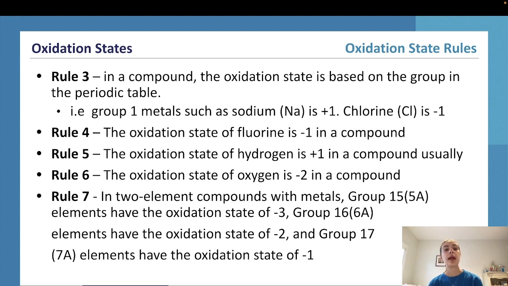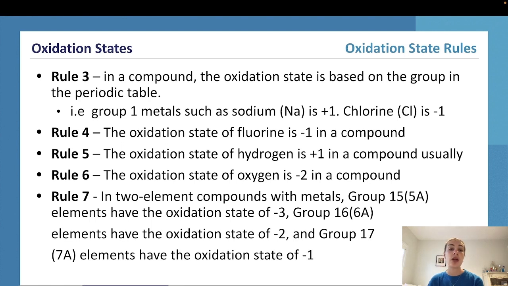So rule number 3 is that in a compound, the oxidation state will be based on the group in the periodic table. So for example, our group 1 metals, which are like sodium, are going to be 1+. If we're considering chlorine, that's down the other end, and that's in our group 15, and that's going to be a -1, because it's just based on those general ion rules when you're making an ionic compound.